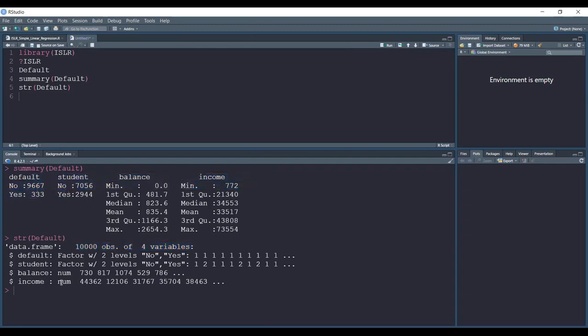The default and student, that's factor data, 2 levels each, yes, no, to default and to student. And then we have, think of it as a box plot, the quartiles and the mean for the balanced numerical data. So that's how large the loan is, or what's left of the loan relating to a credit card. And I think it's probably annual income, isn't it?